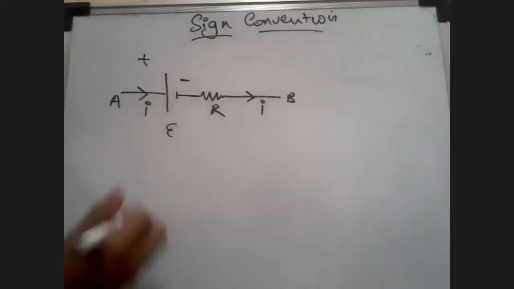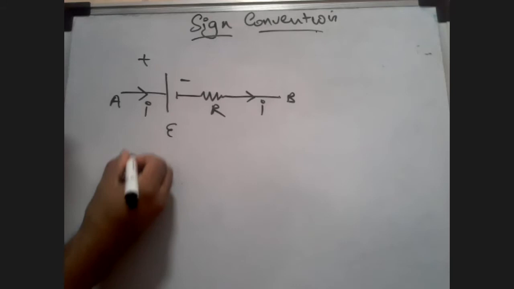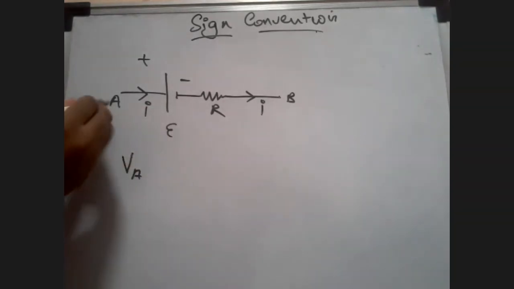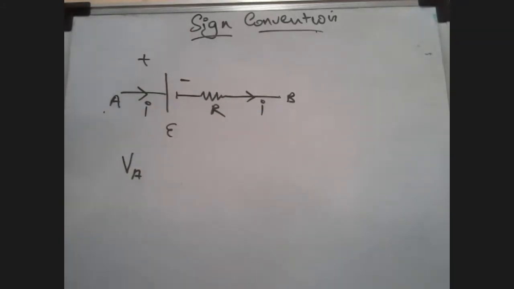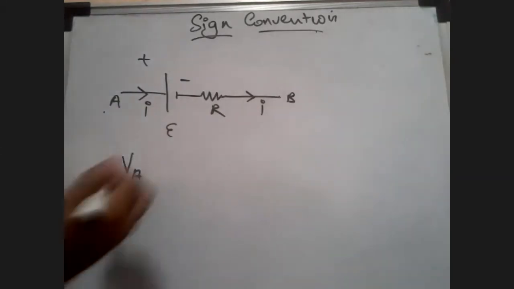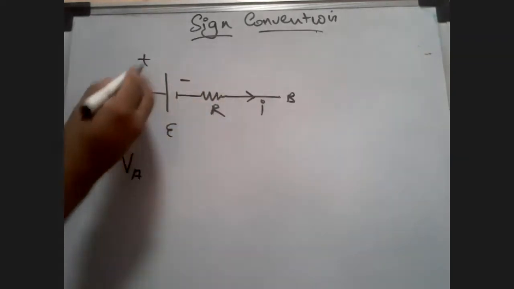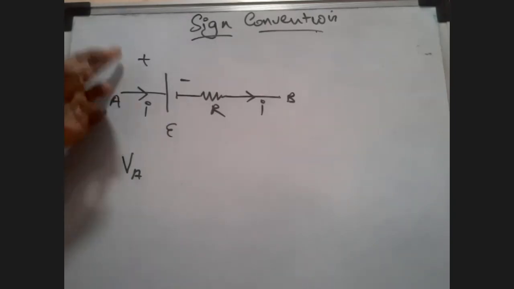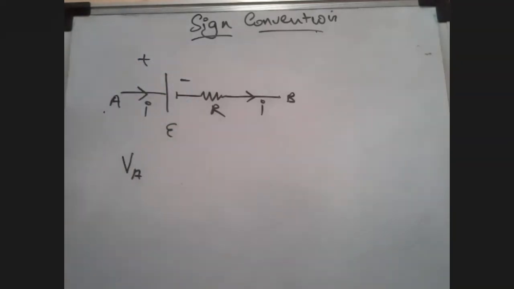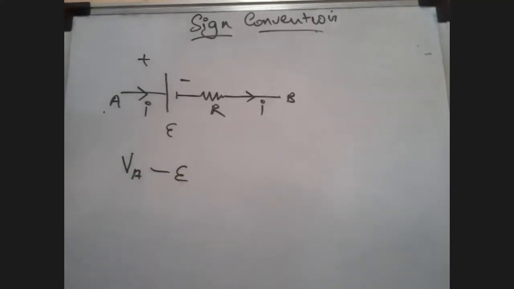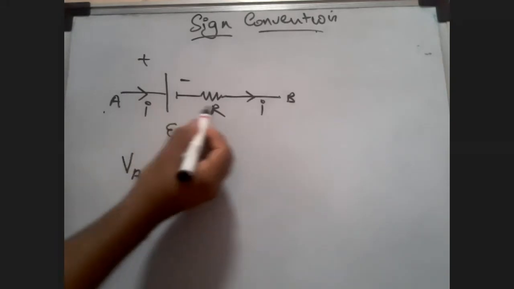If I have to write an equation, I will write the potential at VA and VB, because basically I'm trying to find the potential between A and B. So of course VA minus VB, but let's write the equation in a linear fashion. So VA, I am going from positive to negative, that means I am dropping in potential. I will write minus epsilon.